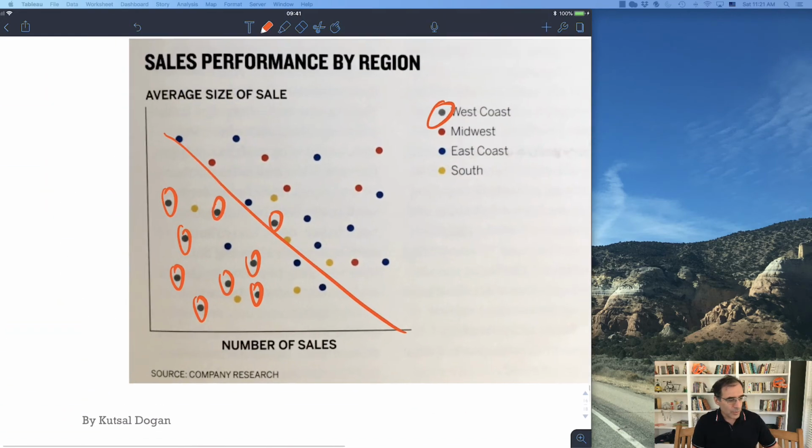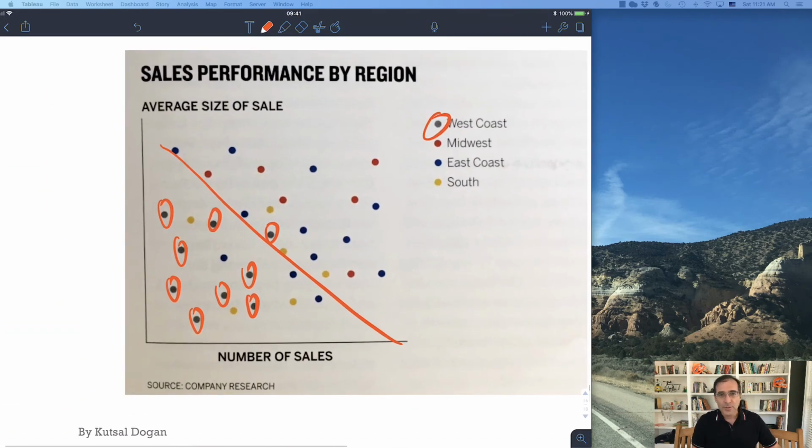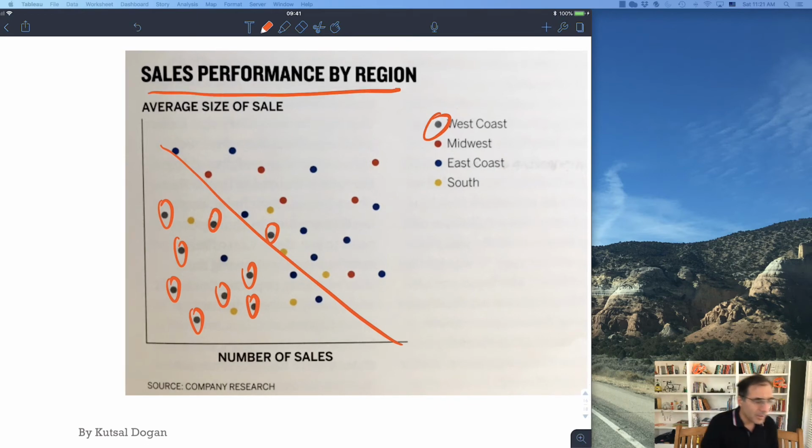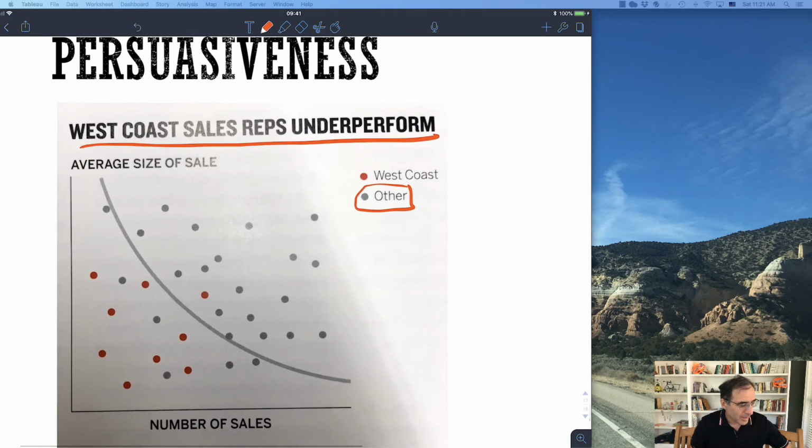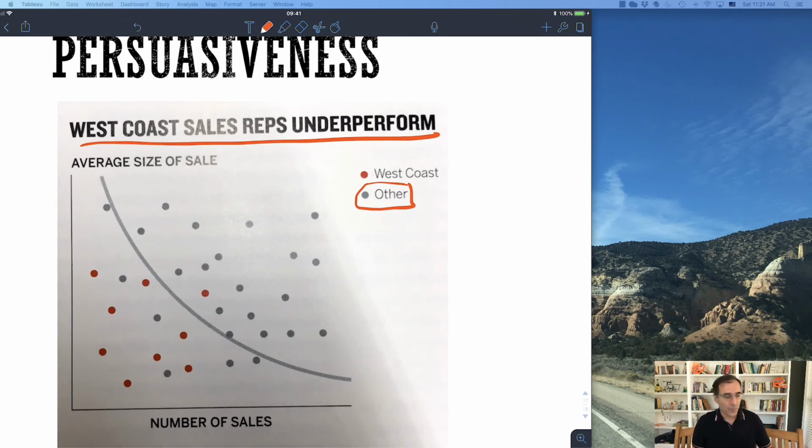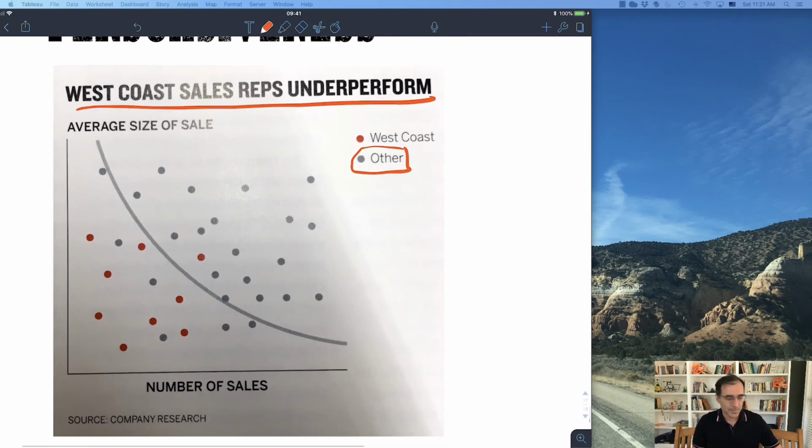Here there are 2 stories, as I told you, and which one are you telling? You're not telling. You're just saying, okay, here's the sales performance by region. You, as the reader, go ahead and decide which story you want to focus on. Here I'm telling the story. I'm saying, okay, I care about West Coast underperforming, and this is my story.